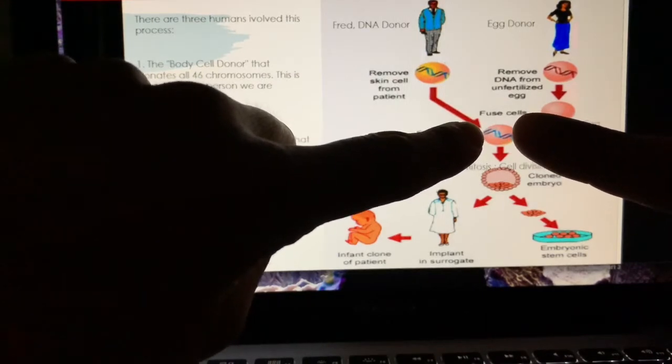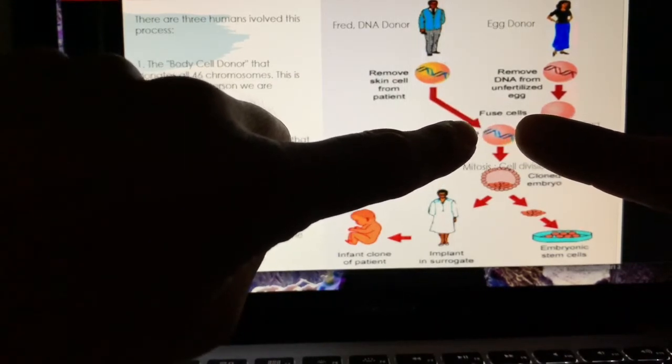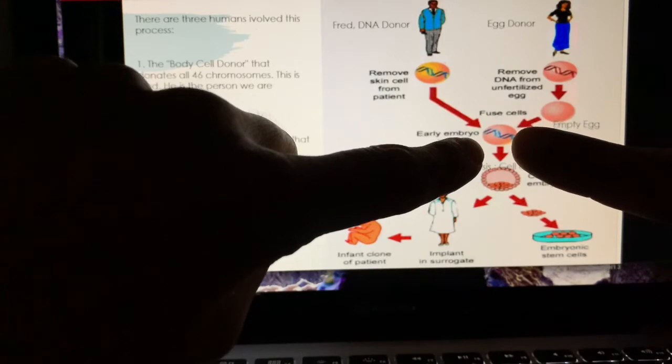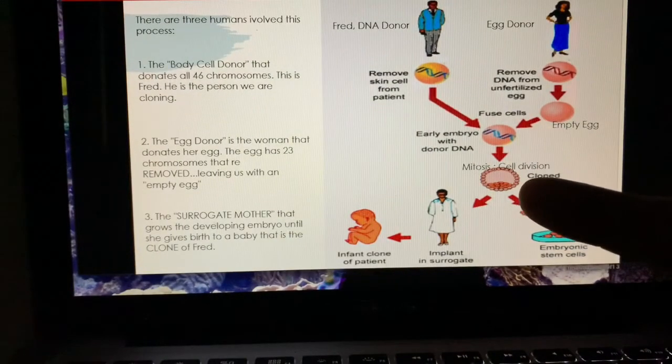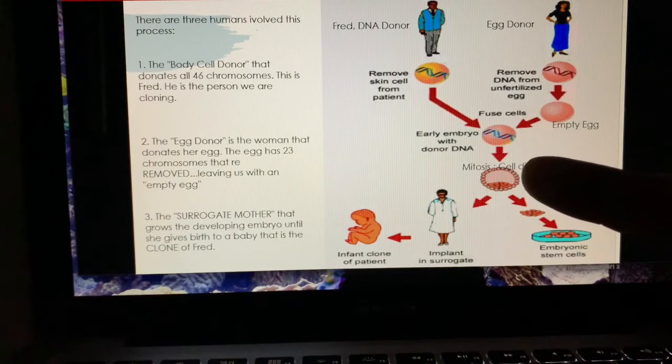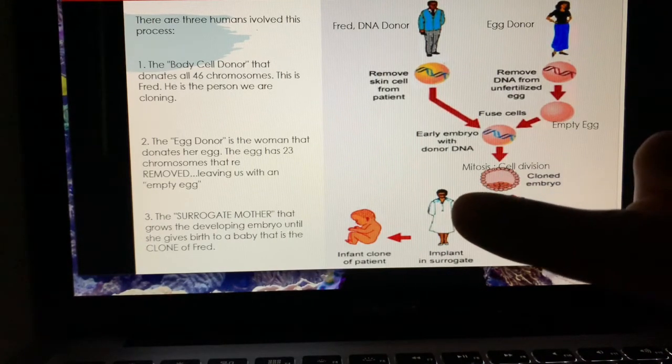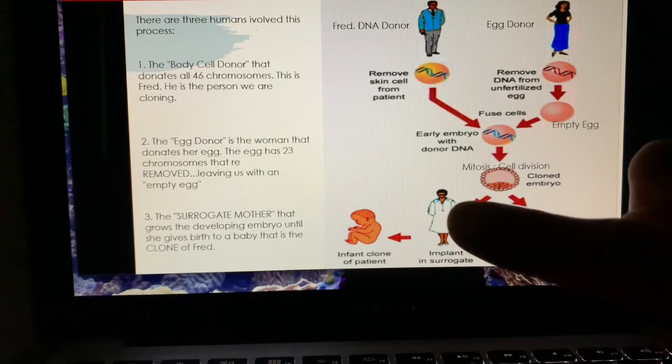Now, we just have one cell with all 46 chromosomes. So we stimulate that cell to undergo mitosis, which is cell division, and you end up with a ball of cells. And that ball of cells needs to be implanted into our next character. It's a surrogate mother. So let's say Sally is our surrogate mother.